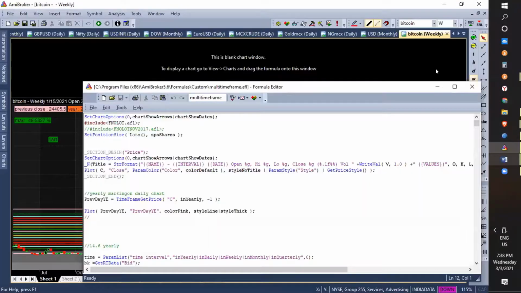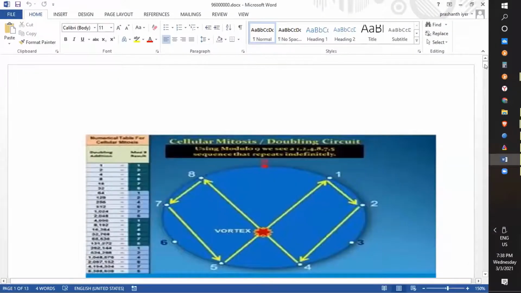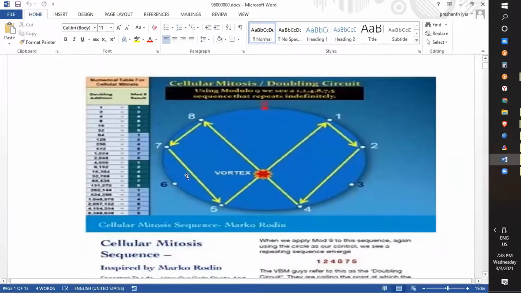Yeah, I'm not prepared for that. But you were prepared for a lot of very esoteric, interesting things. I'll show you something interesting before we end. All right, this is something called Nikolai Tesla cellular mitosis.